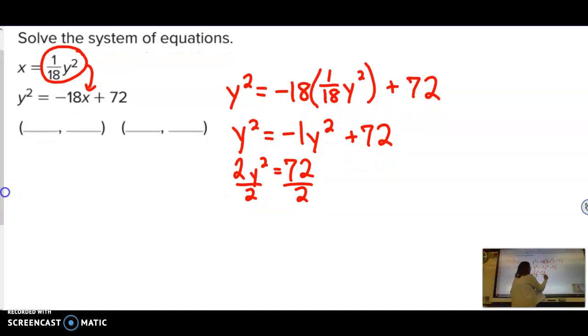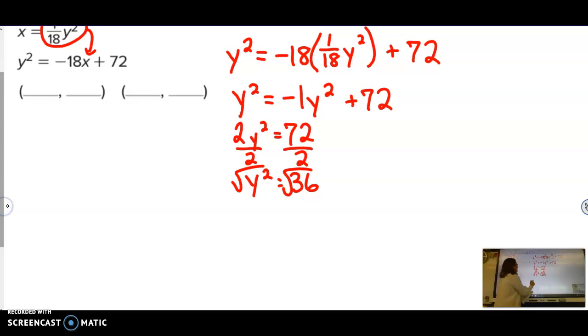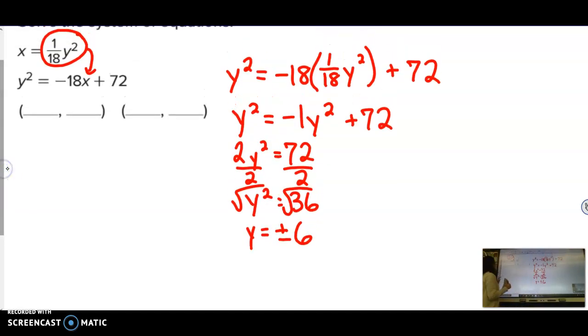Again, I'm just going to use square roots to solve this since I just have a y squared. I really don't have to factor. So then I take a square root of both sides, and we have to remember when we take a square root, we do get plus or minus, and then the square root of 36 is just 6. So now I know that that's what y is, so I'm going to plug that into the y right there.